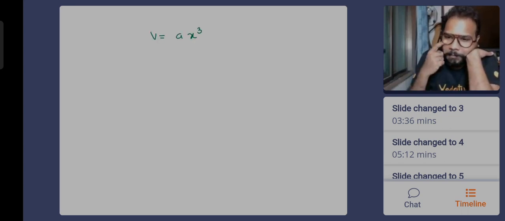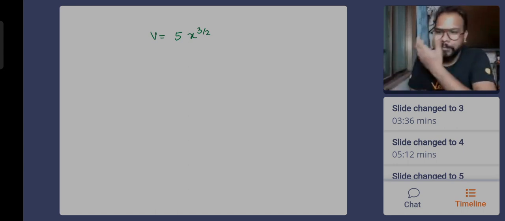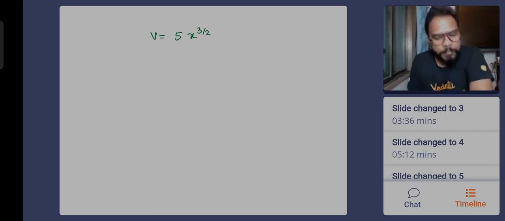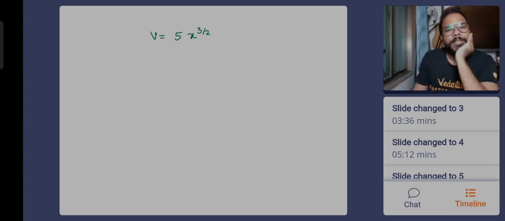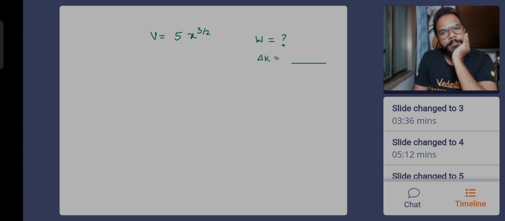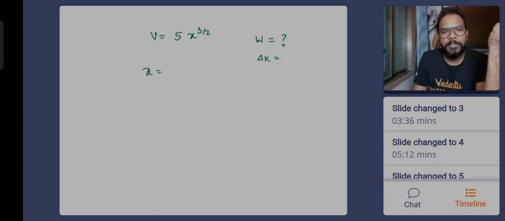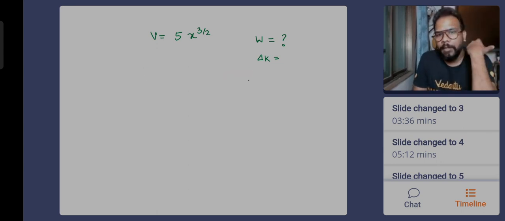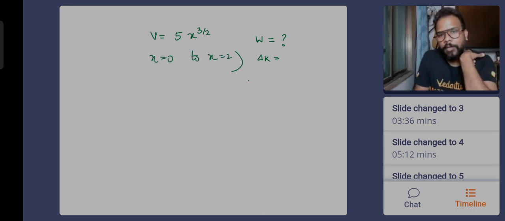x to the power 3, right? Between what point to what point? The question is asking to calculate the work done, right? They're asking about the change in kinetic energy, and that is also an expression. I'm talking about the options. So that means they're telling you from which x value to which x value: x equal to 0 to x equal to 2. You want to find that out.